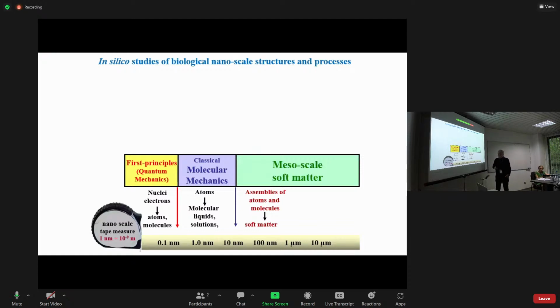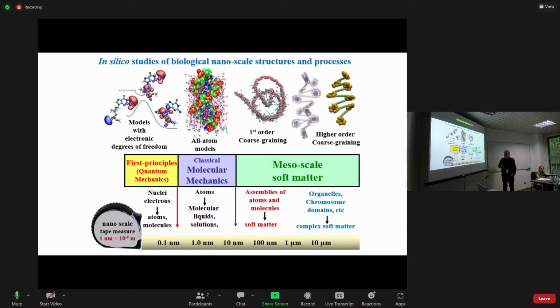After that, we have soft matter and mesoscale, and we can forget about the individual atoms and molecules, and we treat aggregates of them. And we can study soft matter. We can also study organelles, and chromosome was one of the examples, and different types of complex biological soft matter. So here are a few examples of these structures. I will come back to them later.